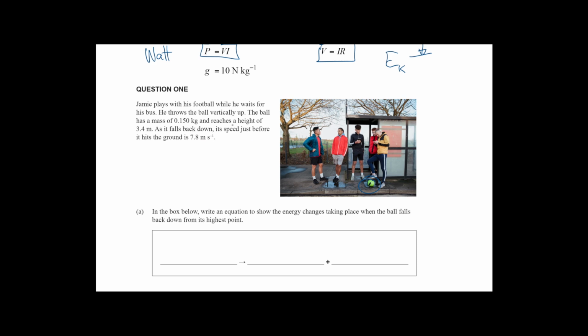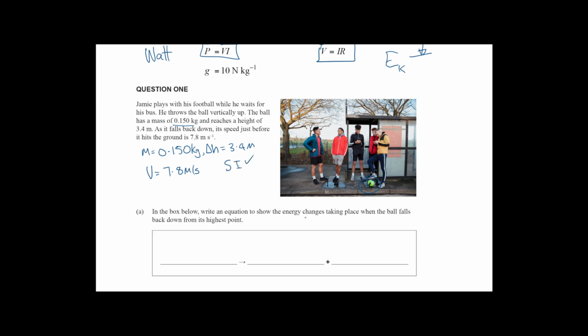The ball has a mass of 0.150 kilograms. So right away we see that mass is already in SI units, it's already in kilograms, so we get that down. And it reaches the height of 3.4 meters. So we're going to say that the change of height is 3.4 meters. That's already in SI units, so it's already in a form that we like. And its velocity just before it hits the ground is 7.8 meters per second. So it's already in SI units. Yep, we're good to go.